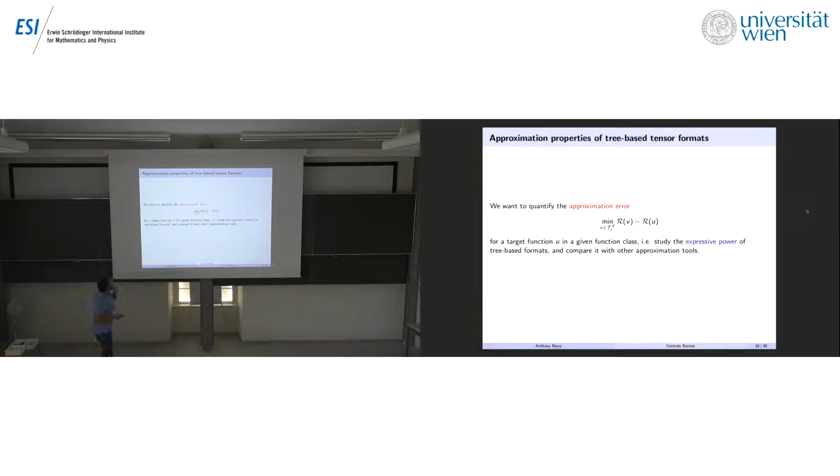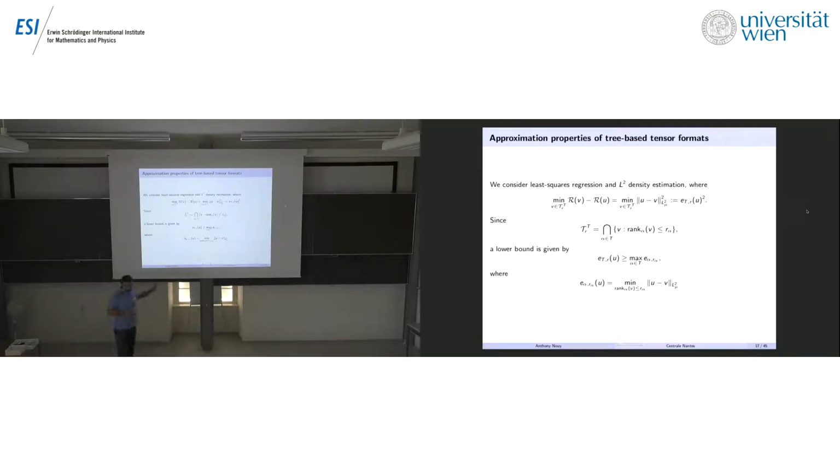Okay, now coming to the approximation part, we would like to have an idea of the approximation error, which is a minimum over the model class of the difference between the risk R_V and the risk associated with the target function. We would like to have an estimation of this error for a given function class, at least considering the standard function classes. In other words, it's called the analysis of the expressive power of the tree tensor networks for particular function classes.